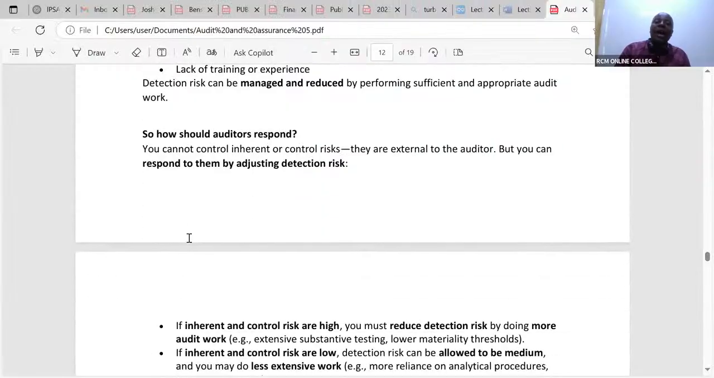So then, how should auditors respond to these risks? You cannot control inherent risk or control risk. These two, you cannot control them as the auditor. They're external to the auditor, but you can respond to them by adjusting detection risk. You can respond to them by making changes to the detection risk.